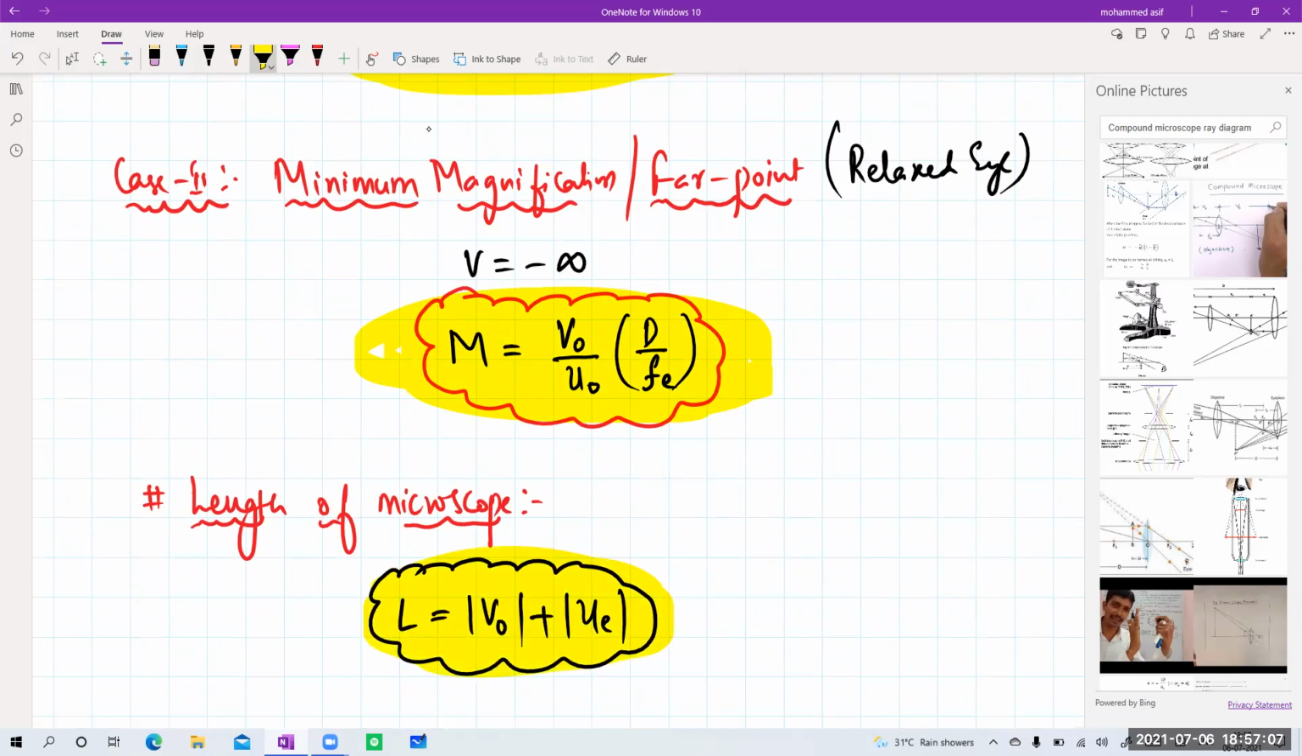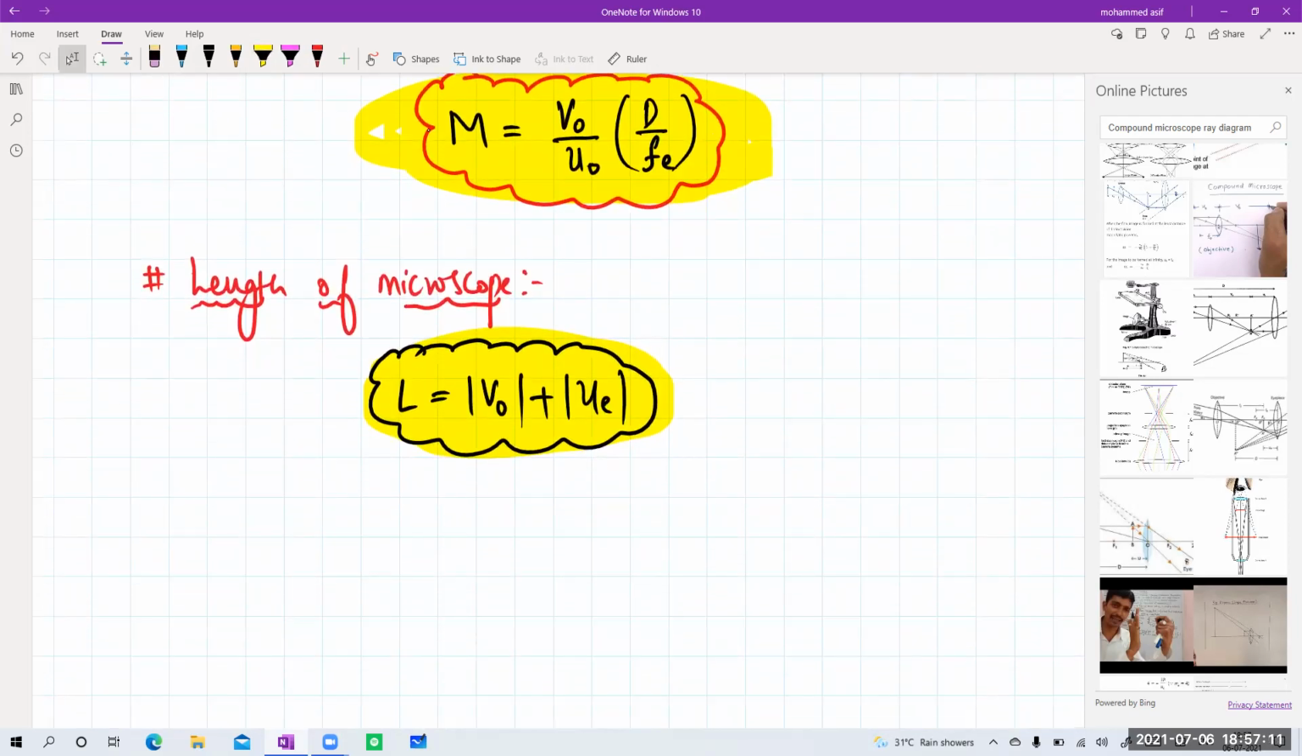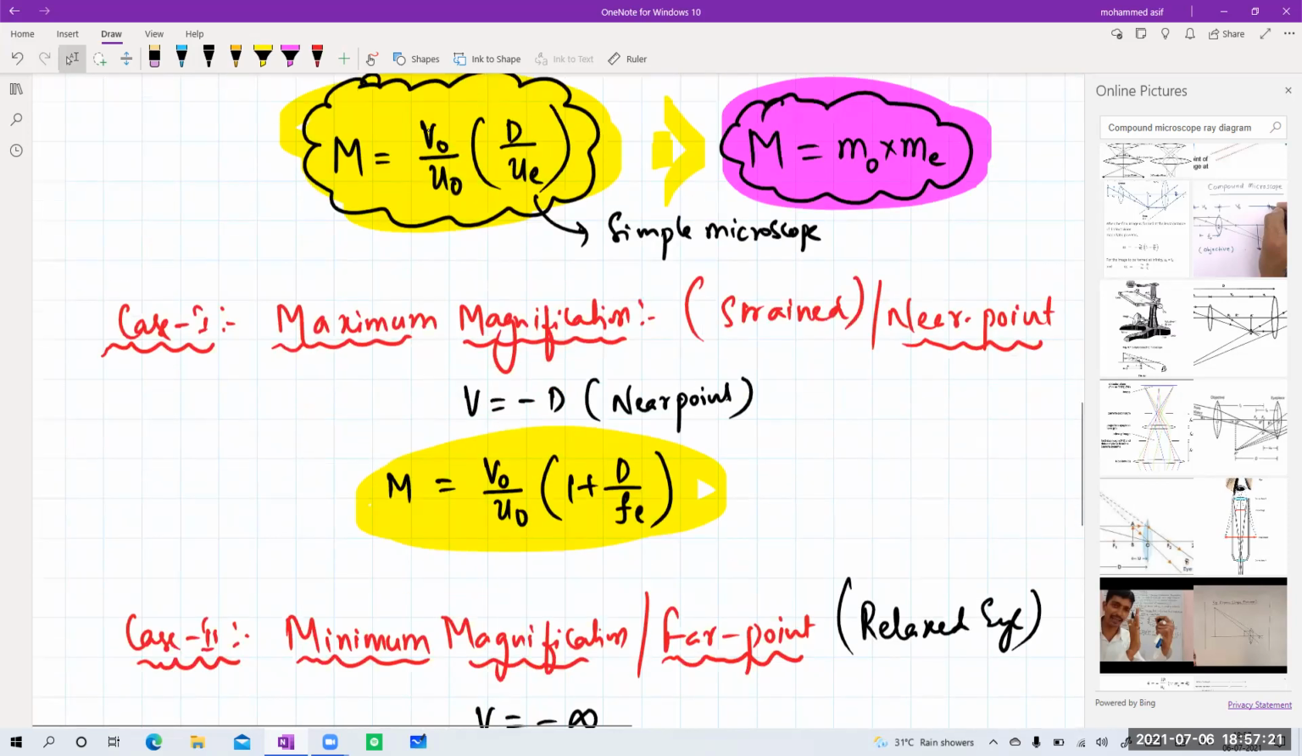What is v naught? Image of object. u is nothing but object distance of eyepiece. Is it clear? Any doubt in this one? No, sir. Got it, sir. Clear? Very good.